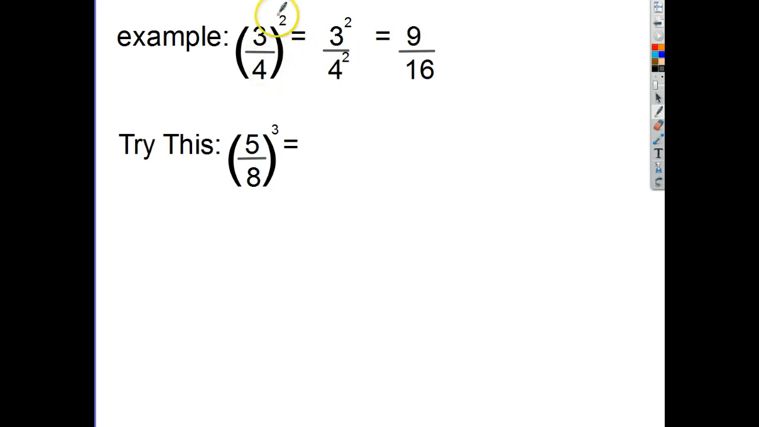Here's an example, a fraction raised to the 2nd power. Of course, we're going to use the power of quotients. Okay, so we're going to distribute that 2 to each of these. 1 times 2 is 3 to the 2nd. 1 times 2 is 4 to the 2nd. 3 squared is 9. 4 squared is 16. You try this one. And 125 over 512.